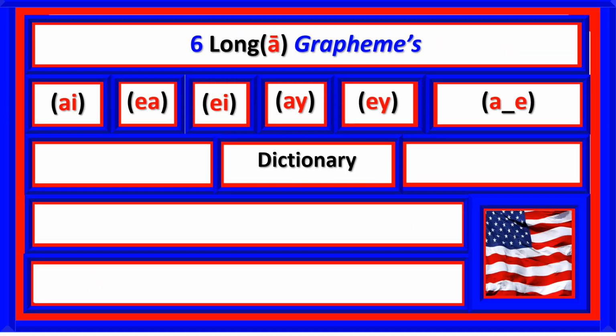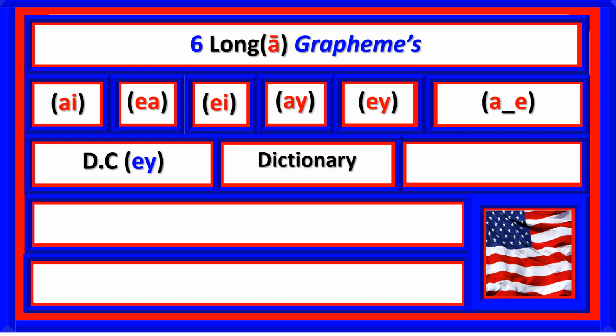Okay, there are six long A graphemes. I'm going to call them out to you now. The first one is AI, makes the A sound. EA makes the long A sound. EY can also make the long A sound. AY can make the long A sound. EY can make the long A sound. A space silent E can make the long A sound.